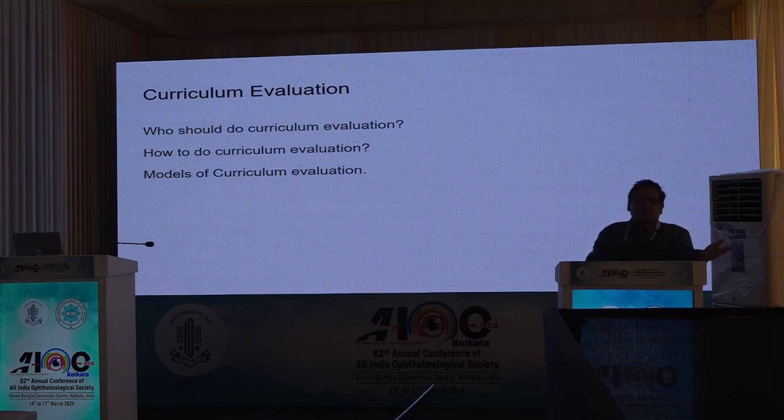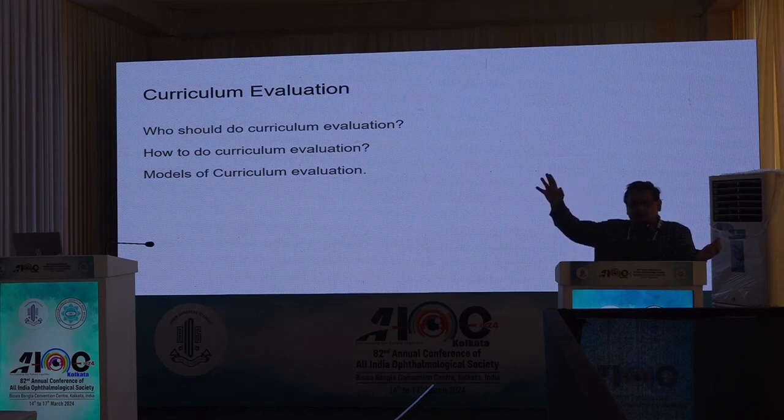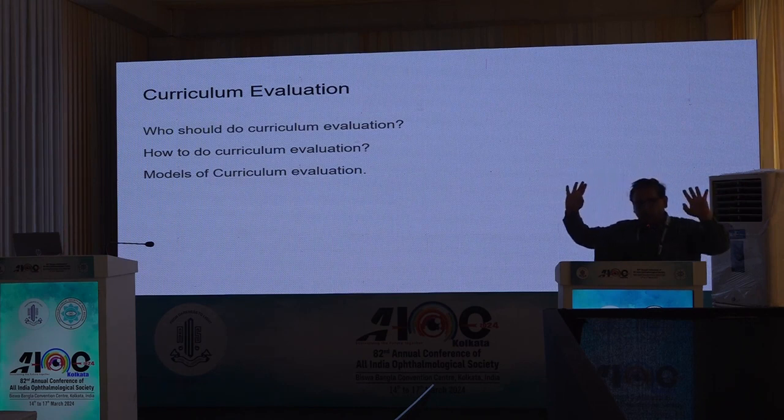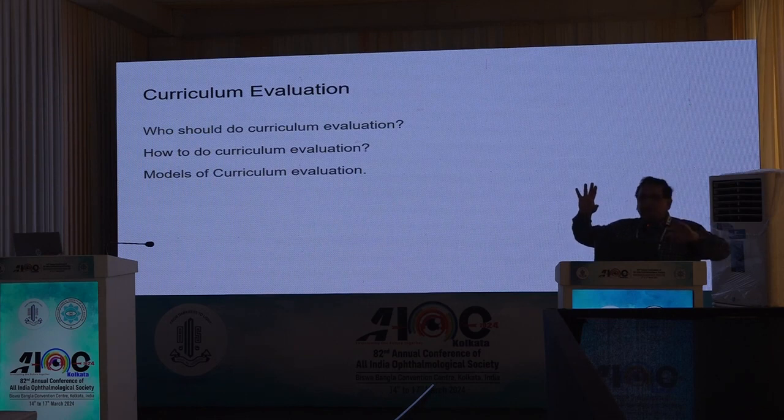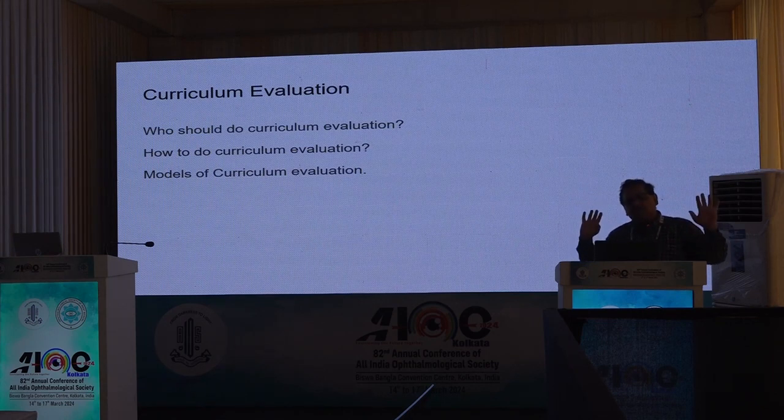How to do it? There are many models. I've already given them in the handout. There's Tyler's model, there's Scriven's model. In one model, he says there are goals, and this is the outcome. So compare the goals to the outcome. That is Tyler's model. Then Scriven's is goal-free. He says, let's not look at goals. We will evaluate it and have a descriptive kind of a thing.